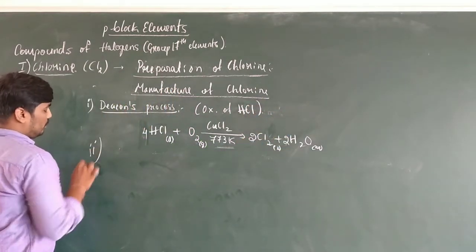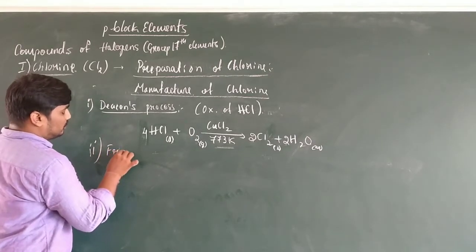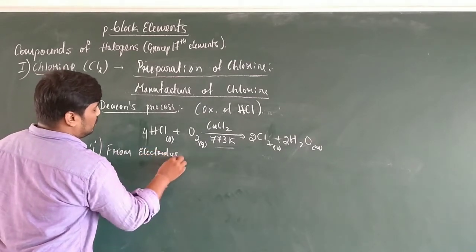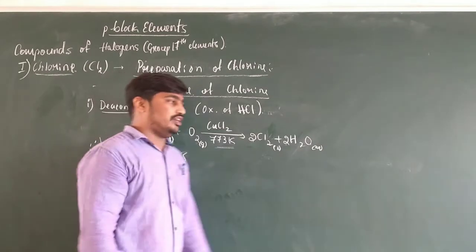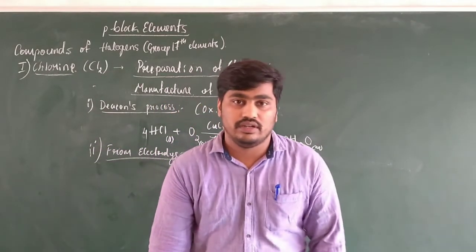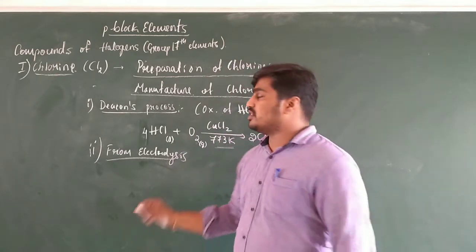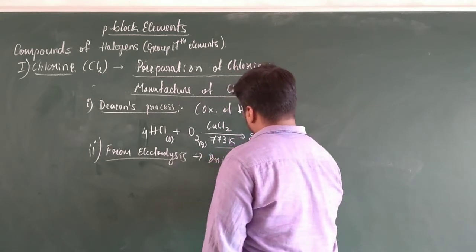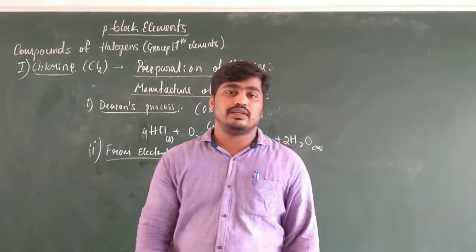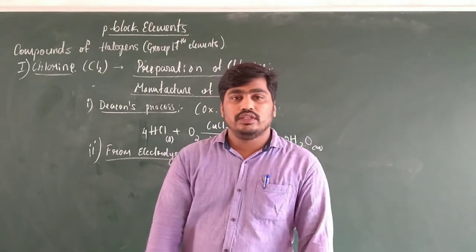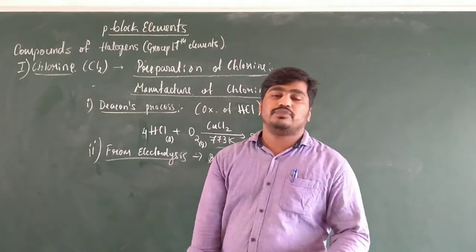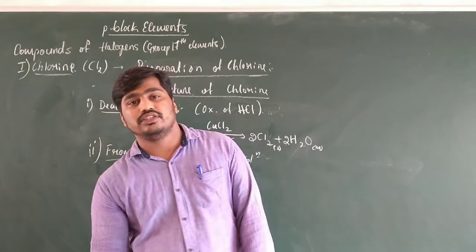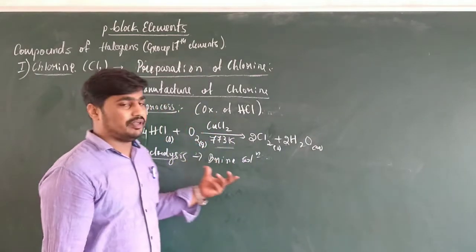Next, the second manufacturing process is electrolysis. The same process you already studied in your first year hydrogen topic: the electrolysis of brine solution. And what is the meaning of brine solution? Brine solution is nothing but aqueous sodium chloride. The aqueous sodium chloride is subjected to electrolysis. On one side chlorine gas is evolved and on the other side hydrogen gas is obtained. So this is the other method.